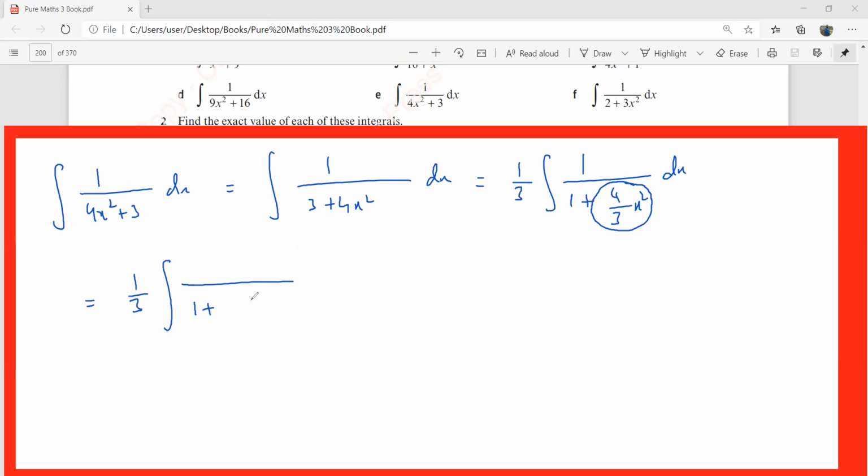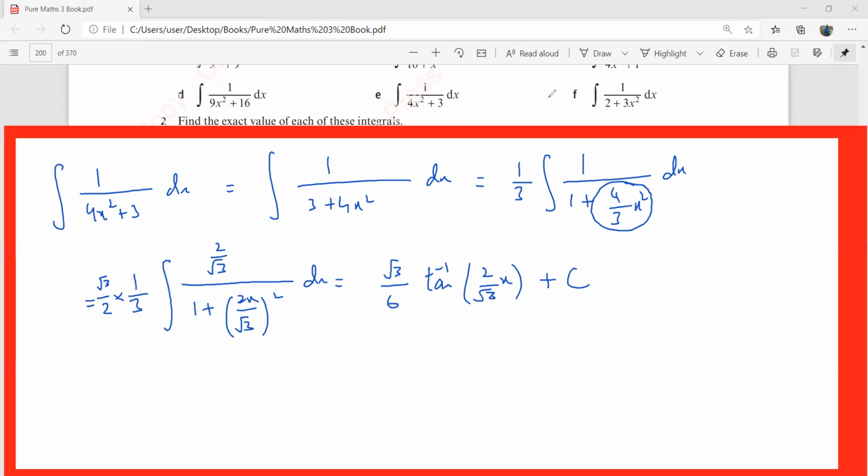So we'll write it as 1 plus 2x over under root 3 whole square. See, this has to be a whole square with this x in it. So the derivative of this 2x over under root 3 is 2 over under root 3. And I'll multiply this with under root 3 over 2 over here. Okay? And now this becomes under root 3 over 6 tan inverse of 2 over under root 3 x plus c. That is what you are supposed to do.